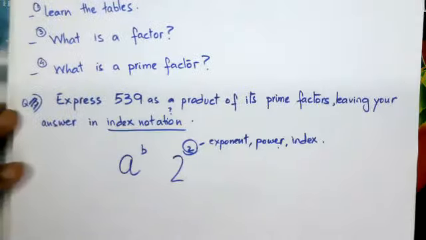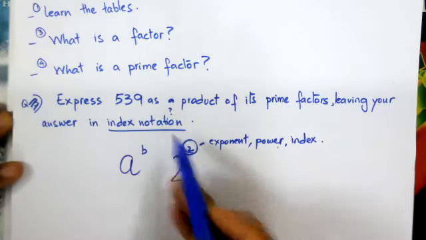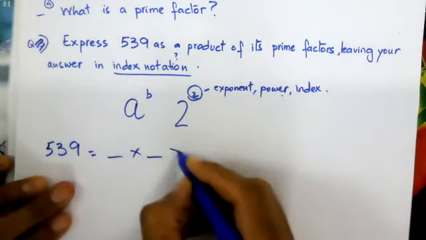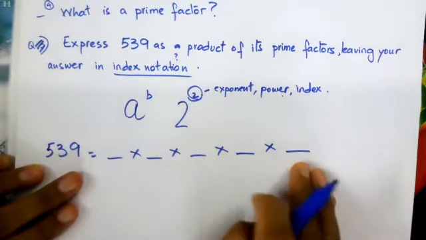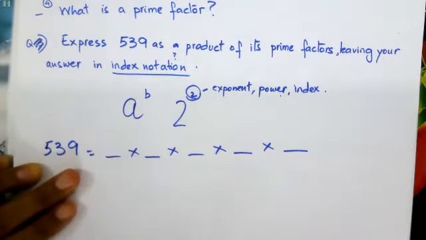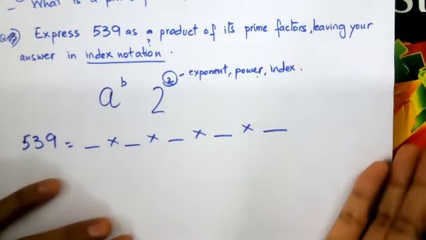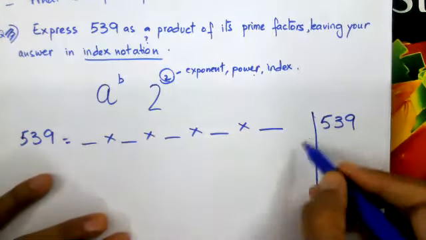Okay, then let's move on to prime factorization, which is what we were doing here. I'm coming back to the same question. Express 539 as a product of its prime factors, leaving your answer in index notation. So basically, I have to express 539 as a product of prime factors, meaning they should not be divisible by any other number except for themselves and 1. How do I get that? This is the method that I use. There are different methods out there, but this is the one that I find the easiest. It's totally up to you, whatever method works for you.